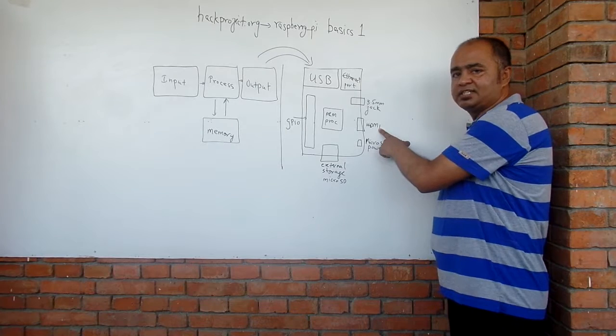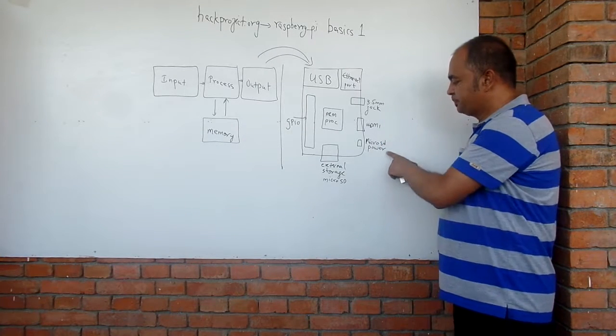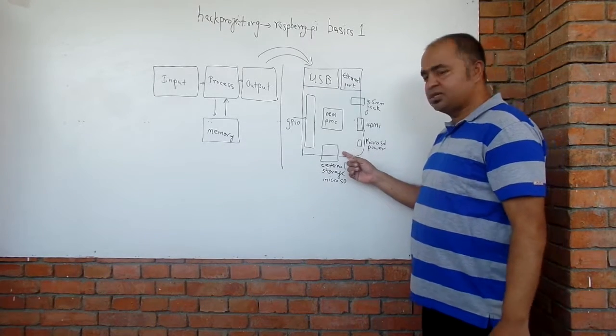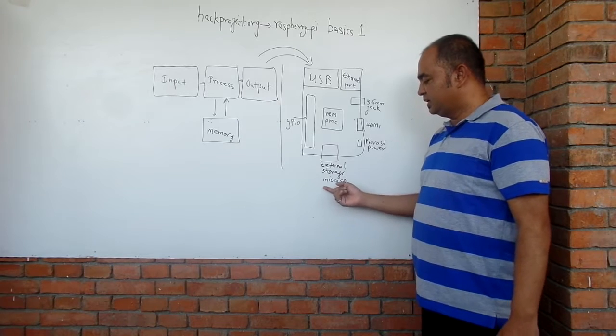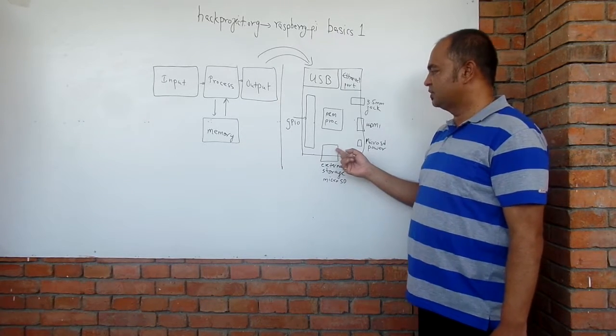Then there is the HDMI interface to use HDMI devices today. For power, there is a micro USB power supply. And for external storage, you can provide a micro SD card.